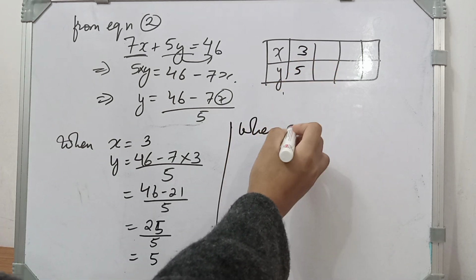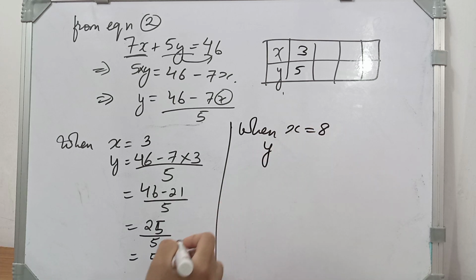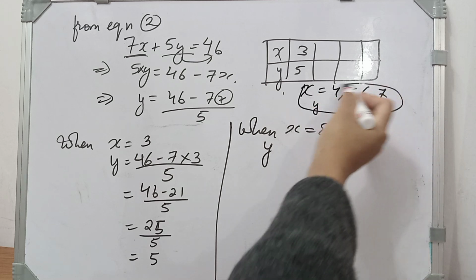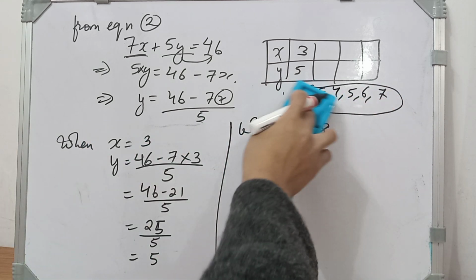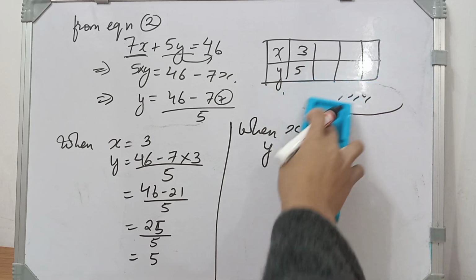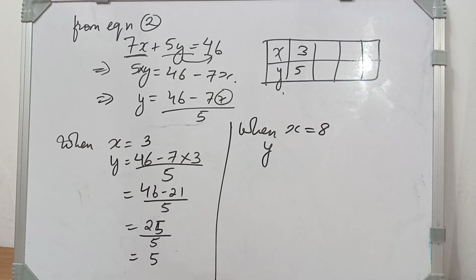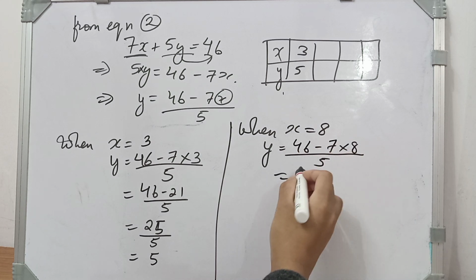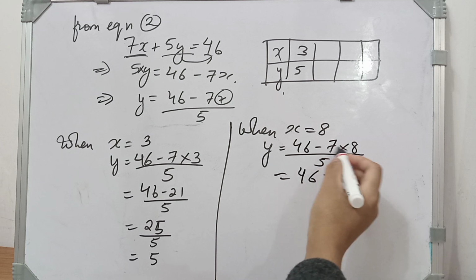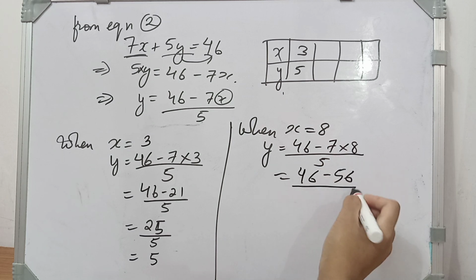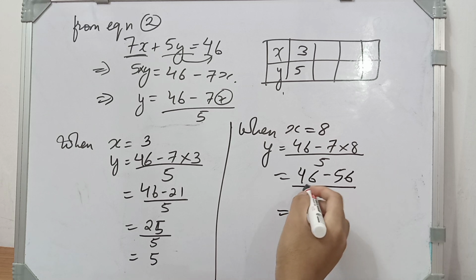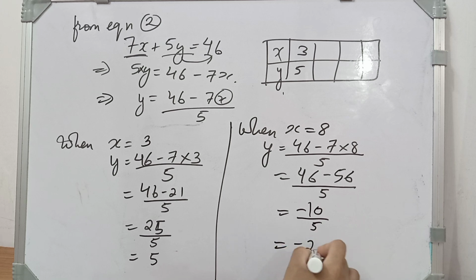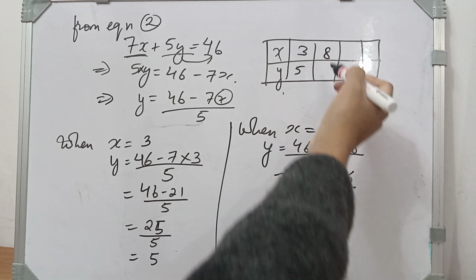Next, when x is equal to 8. For x equal to 4, 5, 6, 7, y is also a fraction, so to represent it on a graph we take x is equal to 8. Then y is 46 minus 7 into 8 divided by 5. 7 into 8 is 56, so 46 minus 56 is minus 10, divided by 5 is minus 2. So when x is equal to 8, y is equal to minus 2.